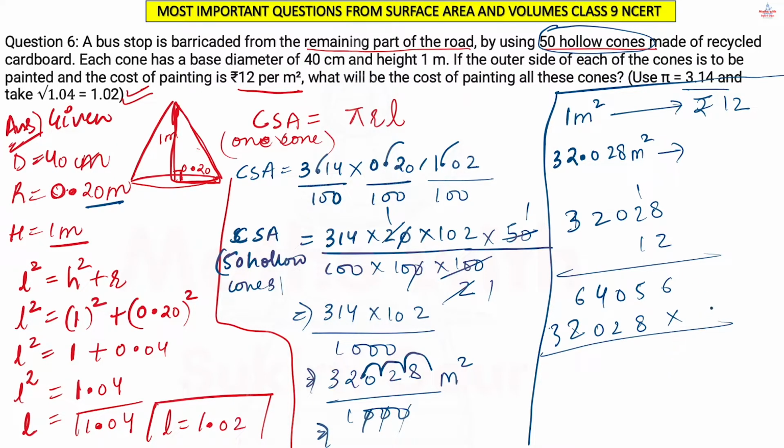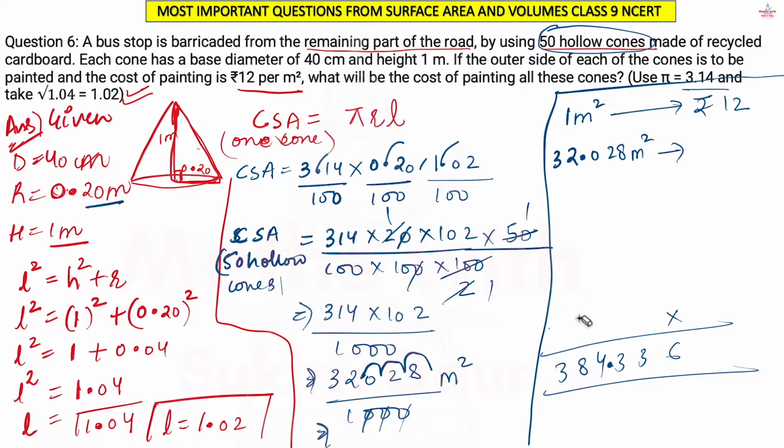It is very easy to multiply with 1. Yes or no? So 13 and 3, 4, 8, 3, 8, 4, 3, 3, 6. And we had how many digits? 3 digits after the decimal. So leave 3 digits from the last and we have got 384.336. This is the cost.